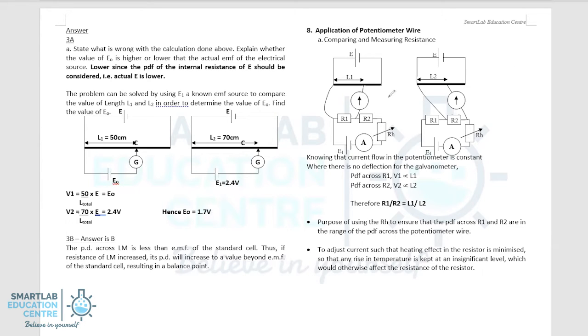In another example, we could also deploy the potentiometer with another external circuit, and both these circuits are connected via the galvanometer. When the galvanometer points to a null deflection, you will know that R1 is directly proportional to L1 and R2 is directly proportional to L2. With that, you could establish a relationship for your calculations.